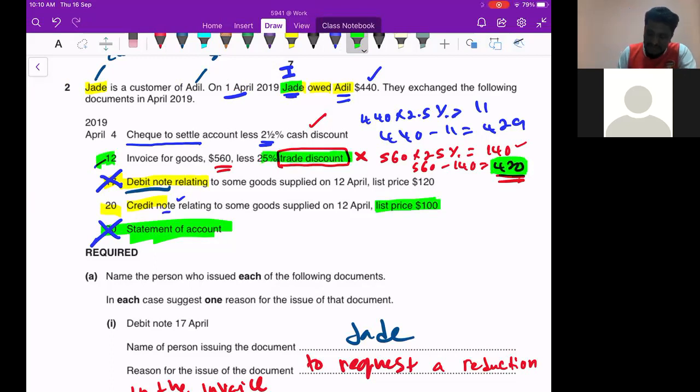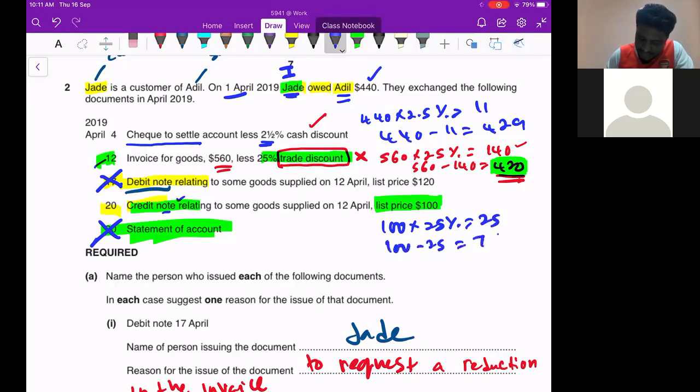So whenever we purchase, whenever a credit note is written, whenever we return also, we need to exclude the trade discount. Since this is a list price, they haven't minused the trade discount. I need to minus the trade discount before I record the return, because credit note means it's a return. So how much is the return? 100 times 25%, I get 25. So 100 minus 25, I get 75.